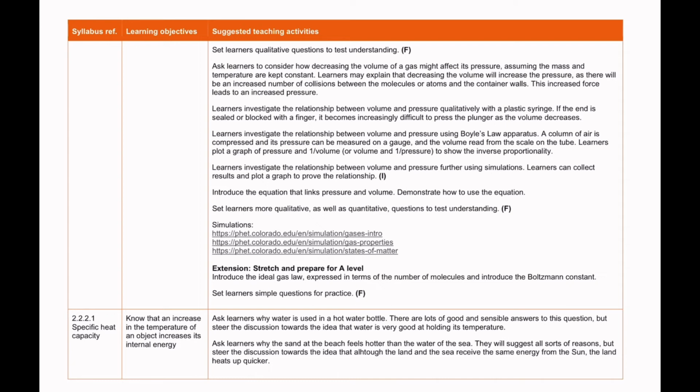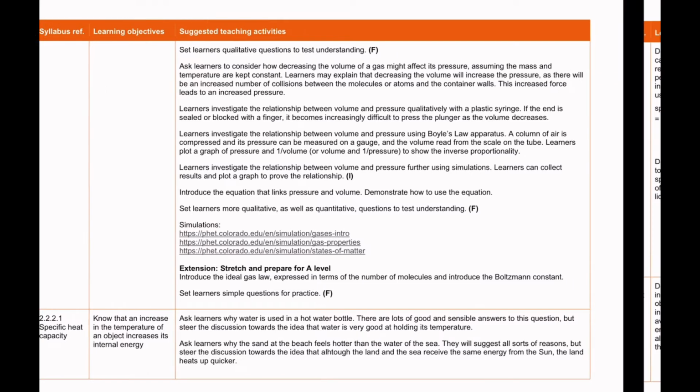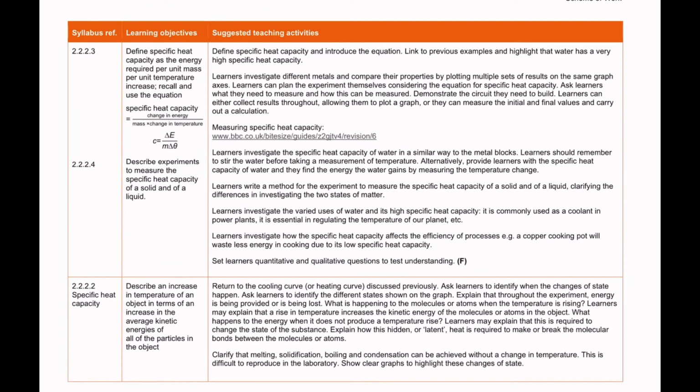Key concept 2.2.2.1 Specific heat capacity. Learning objectives. Know that an increase in temperature of an object increases its internal energy. Define specific heat capacity as the energy required per unit mass per unit temperature increase. Recall and use the equation: specific heat capacity is equal to change in energy upon mass times change in temperature, c = ΔE/(mΔθ). Describe experiments to measure the specific heat capacity of a solid and of a liquid.